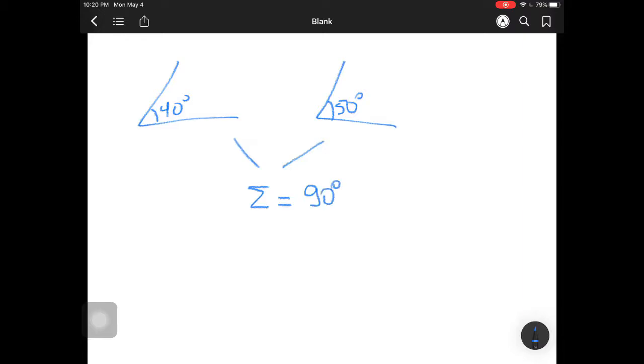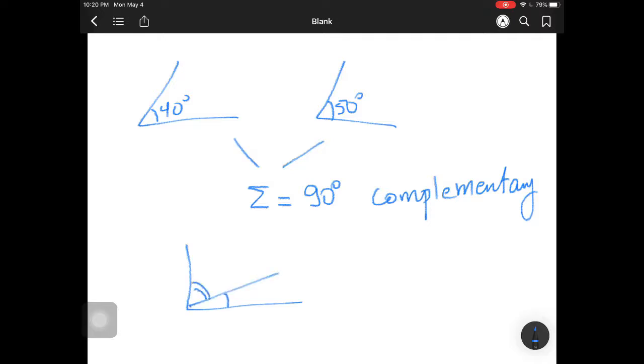Now, if you have two angles, for example, this is 40 degrees and this is 50 degrees, because the sum of the angles equals 90 degrees, we say that the angles are complementary angles. So let's say this angle and this angle form a 90-degree angle, then angle A and angle B are complementary.